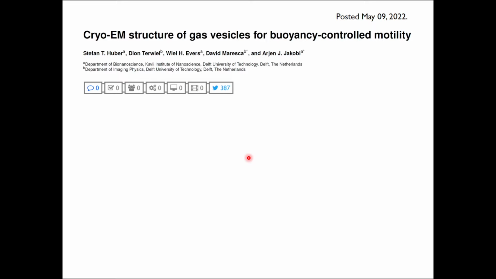And I guess that leaves us up to Kevin. Yeah. Okay, I won't take up too much of your time. So I'm going to talk about this paper called Cryo-EM Structure of Gas Vesicles for Buoyancy-Controlled Motility. I picked this because I'd never heard of gas vesicles before, so it sounded really interesting. It had a lot of tweets, so maybe it was good. In any case, it seemed like something I could learn about that I didn't know anything about.